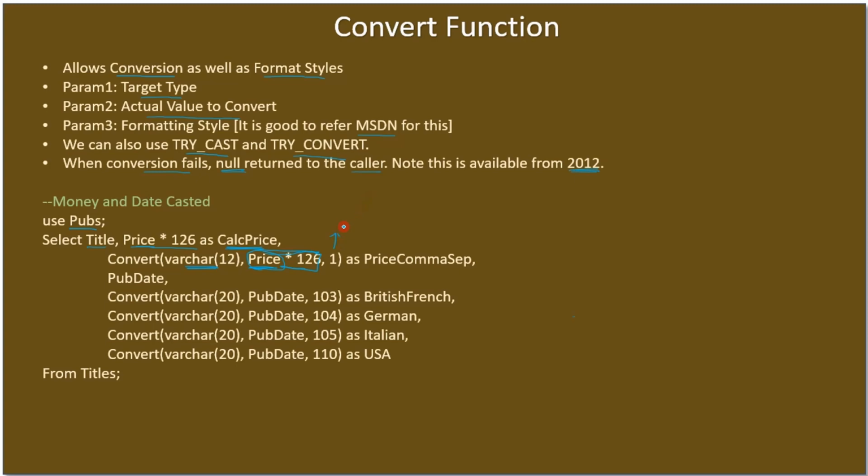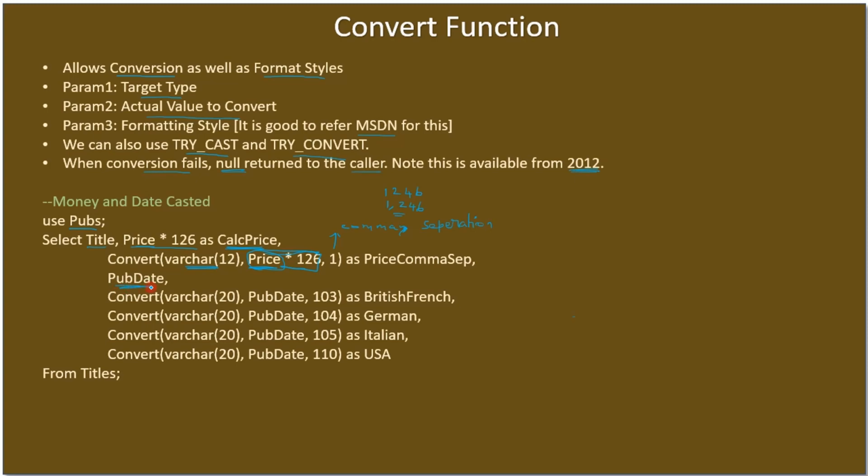By specifying 1, we are asking to place comma-separated values. For example, 1,246: comma separated means a comma is placed at the thousands place. That is the formatting here. Using convert, we asked for a formatting. Then there is one more example.